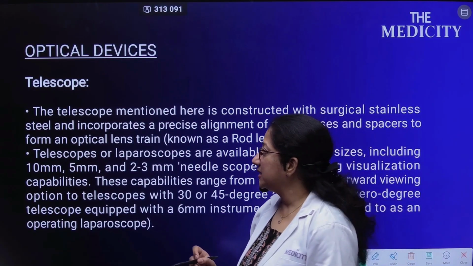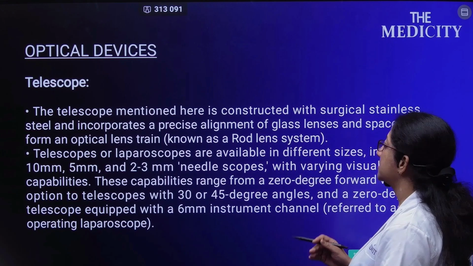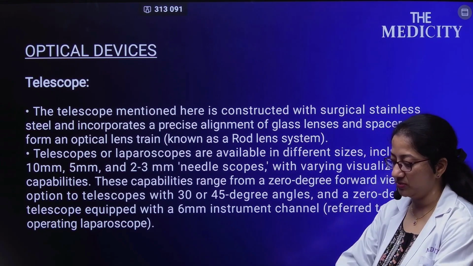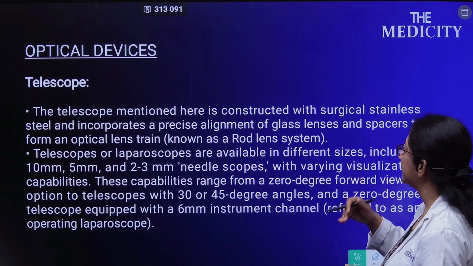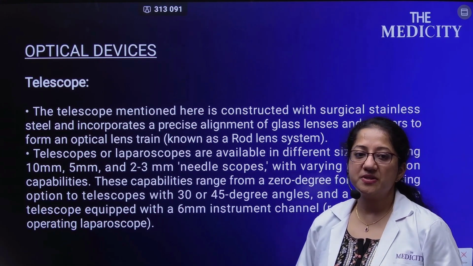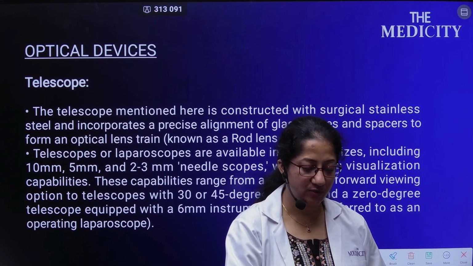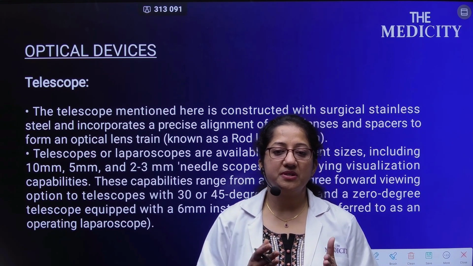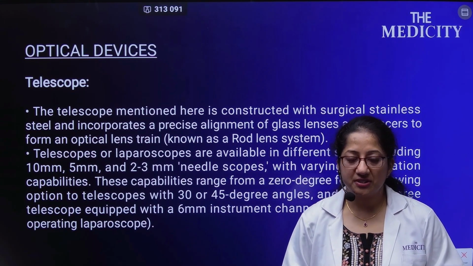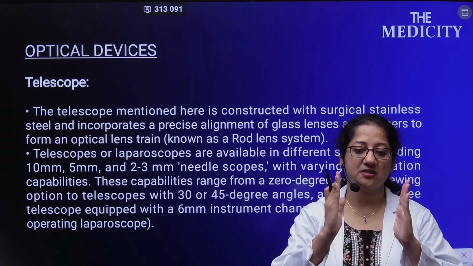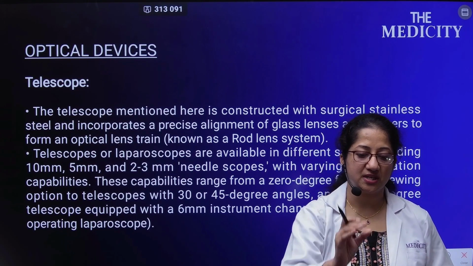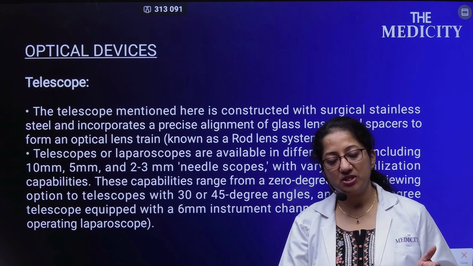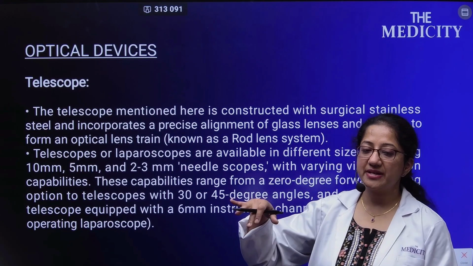Telescope is basically a surgical stainless steel tube, which inside has a precise alignment of the glass lenses and spacers which give us a magnified view of the tissues. It can be a 0-degree camera or a 30-degree camera. 0-degree provides a vision in that particular area where the camera is focusing. 30-degree can be changed to provide view on the sides as well.